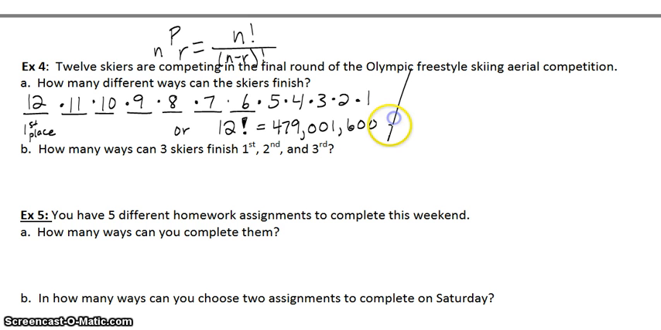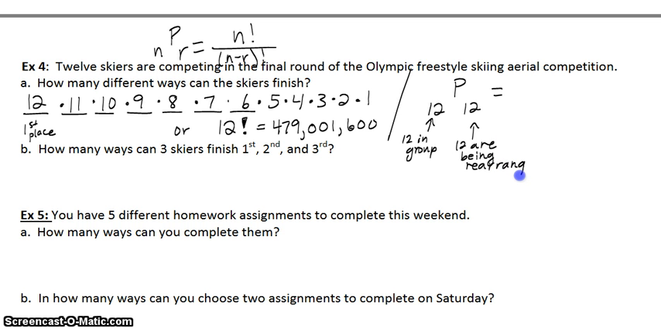Now I'm going to do the problem using the new permutation stuff we learned. So if you wanted to use a permutation, here's what you would want to think of. I've got 12 people in my group, and this time I am taking all 12 of them and rearranging them in order of finish. So 12 in the group, all 12 are being rearranged, and if I typed that into my calculator, or if I used the formula, I would get the same answer.